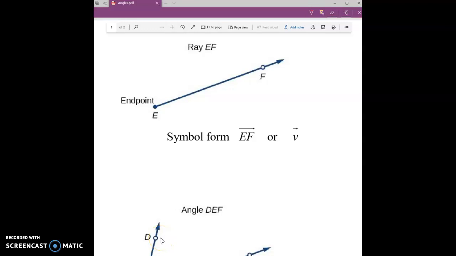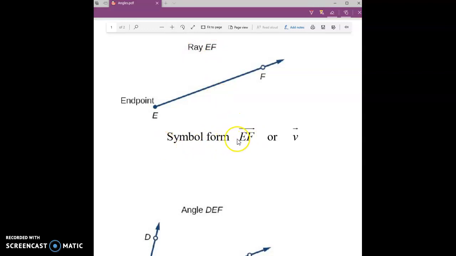Hello, in this short video I would like to describe what is a ray, and then from there we go to angles. So a ray is a directed line segment. It consists of one point on a line and another point, for example F here. So this endpoint here, E to F, makes the ray EF.